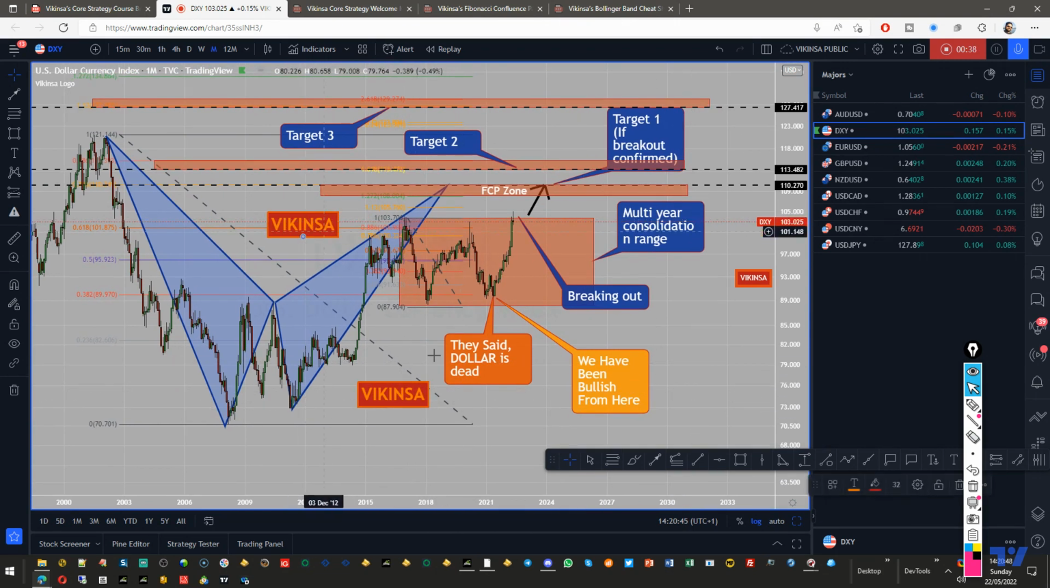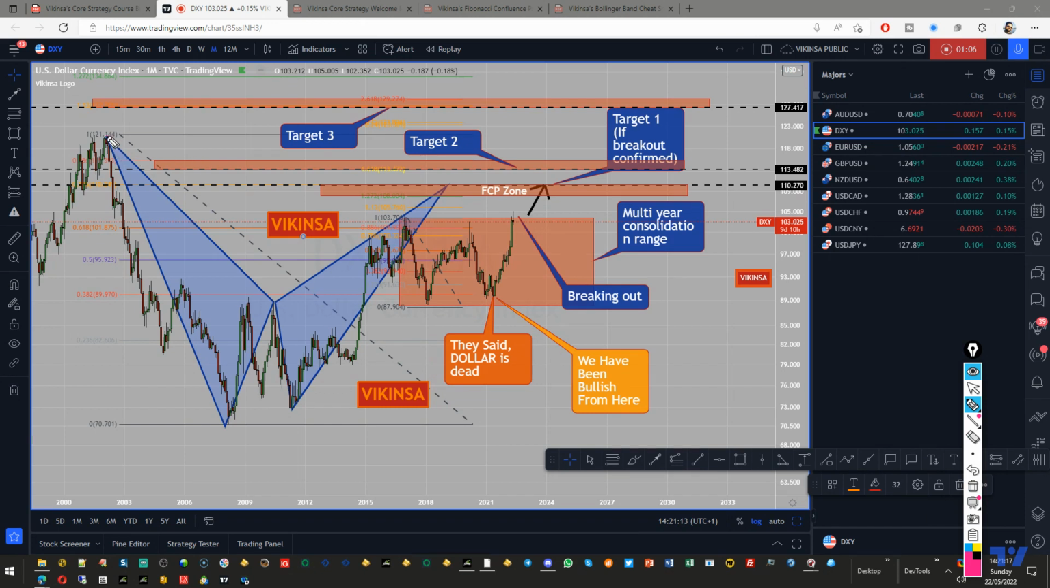This is the longer term DXY move, and we have been talking about this for near about 1.5 years or so. We were here around 89. Remember, this market was around 89 on the monthly time frame, and the entire media was saying that the dollar was going to die, it was going to fall down to 79 or even lower. But we wanted to go long because our analysis was very, very simple.